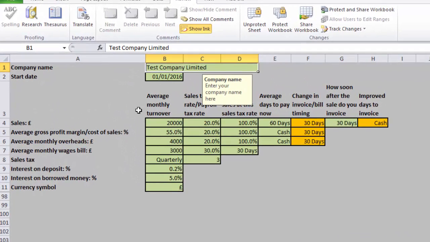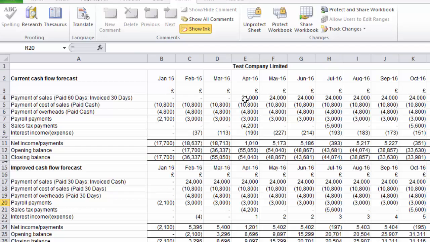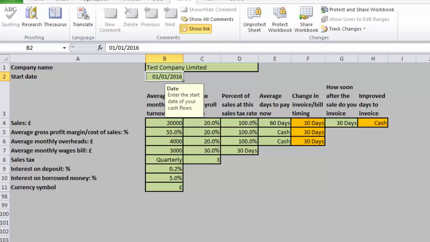To begin with, these will be blank without information in there, but then you put your own company name in here, and it's very easy. You just type in your company name. So I'll just type over it just to show you. Test Company Limited. And then once you put your company name in there, that's what will appear at the top of all your reports.